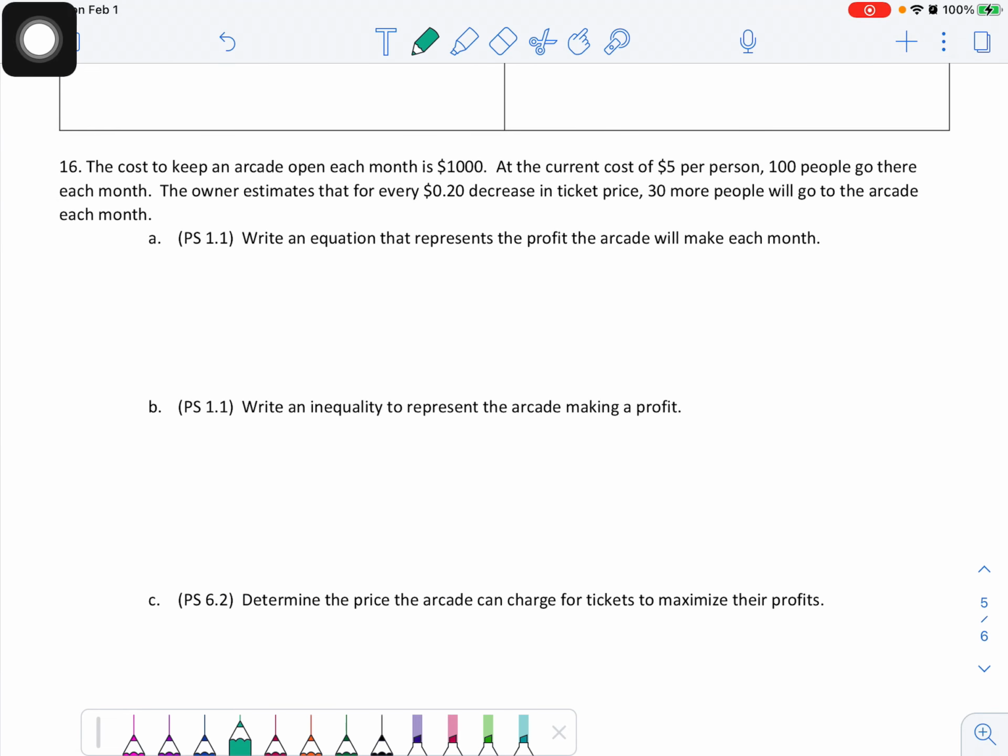Let's slide on down to number 16 here. And these were the word problems that we ended the unit with. All right, let's annotate this problem. Cost is $1,000. Current cost of $5 per person, 100 people go there each month. The owner estimates that for every 20-cent decrease in ticket price, 30 more people will go to the arcade.